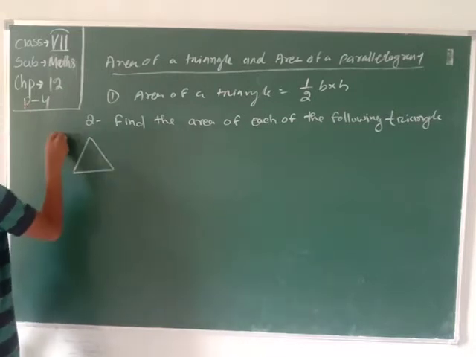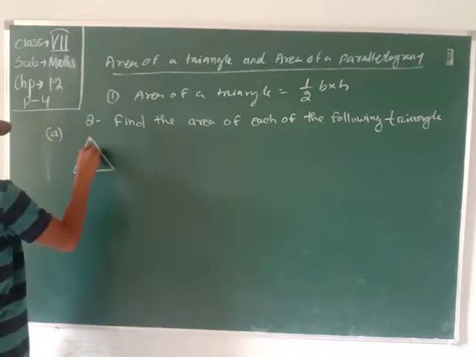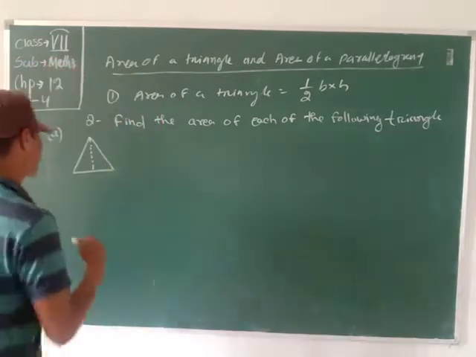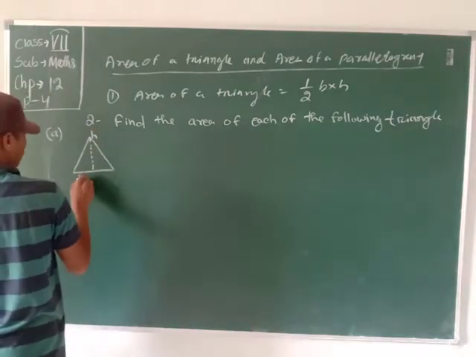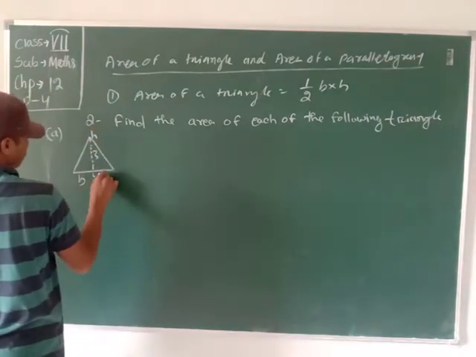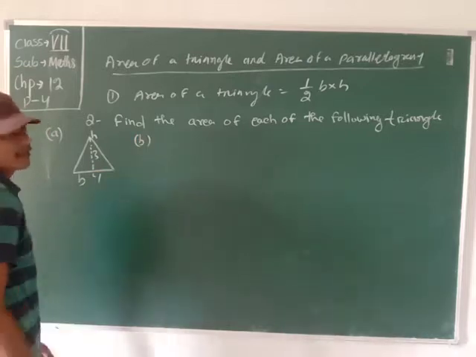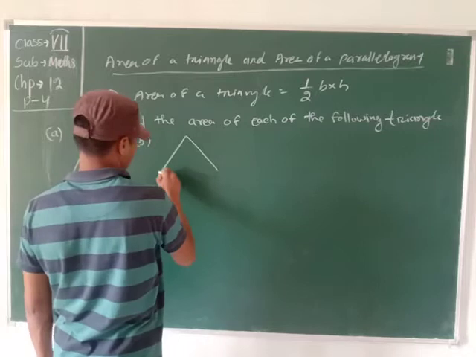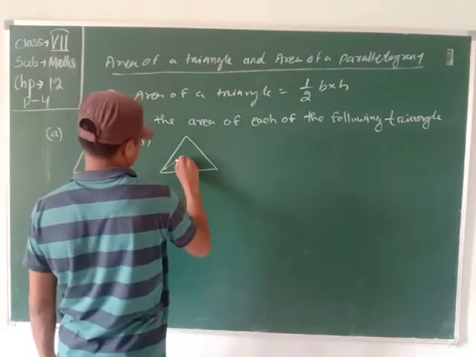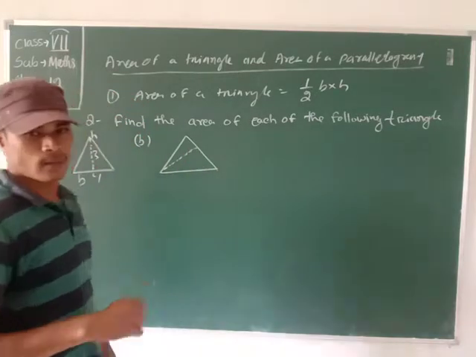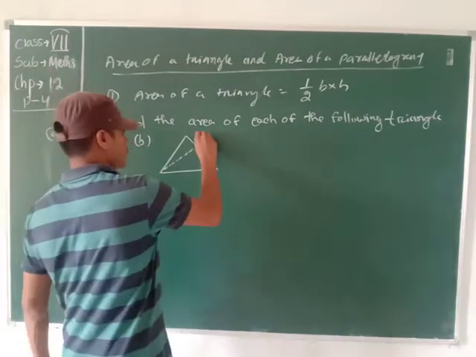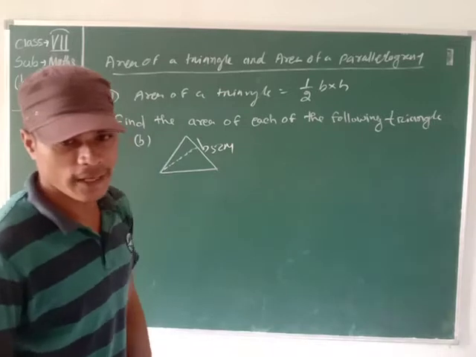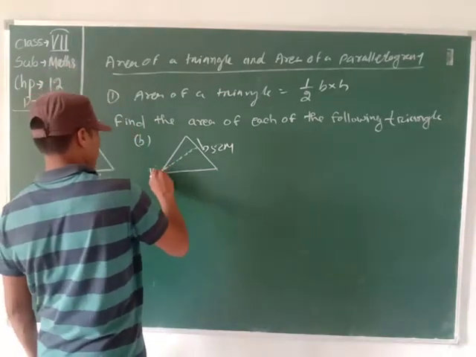This one is A. Here is the triangle. The measures here are 3 cm and 4 cm. It is the height, and here is the base, 3 cm, 4 cm. In B, another type of triangle. Here is the measure. This side is the base, which is 5 cm, and the height is 3.2 cm. This is the height.